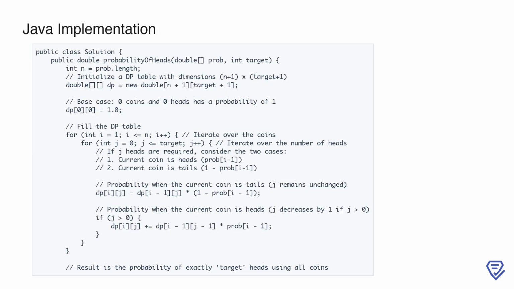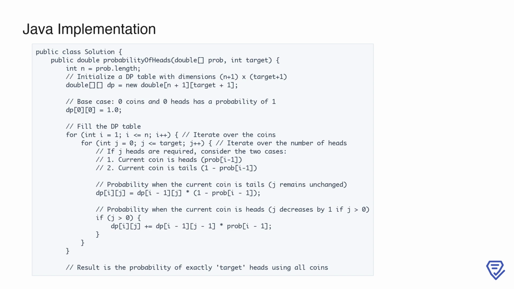Next, we use a nested loop to fill the DP table. The outer loop iterates over each coin, and the inner loop goes through the possible numbers of heads, from 0 to the target. For each combination of coin and head count, there are two scenarios to consider. The current coin can either land tails, which keeps the number of heads the same, or it can land heads, which increases the head count.